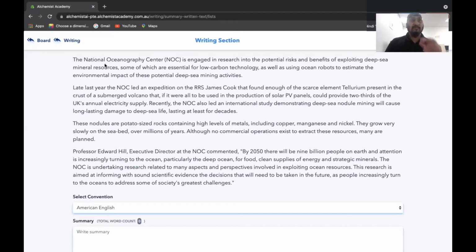In this case, if I was to focus on topic sentences, as I always mentioned, there are three simple ways: intro, conclusion, and through conjunctions. Over here, look at this one. The National Oceanography Center is engaged in research into the potential risks and benefits of exploiting deep sea mineral resources. Okay, you don't have to mention that these minerals are essential for low carbon technology as well as ocean robots. The next part from here up until here is just explaining why it is essential.